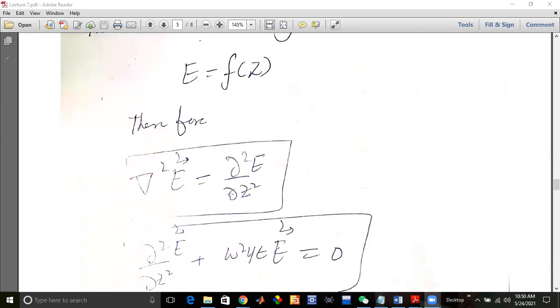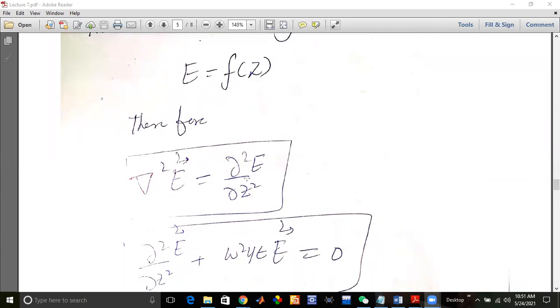By partial square by partial z square E. Why? Because you know that the electromagnetic waves in our case that we are discussing here are only moving in the z direction, so there will be a variation in the electric field only in the z direction. So partial by partial x and partial by partial y are constant.